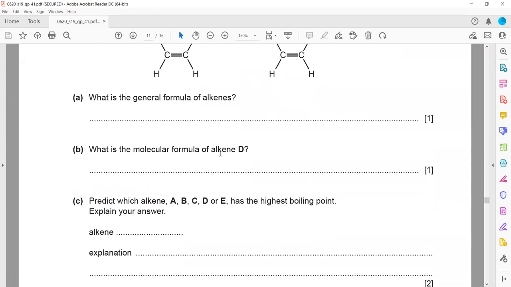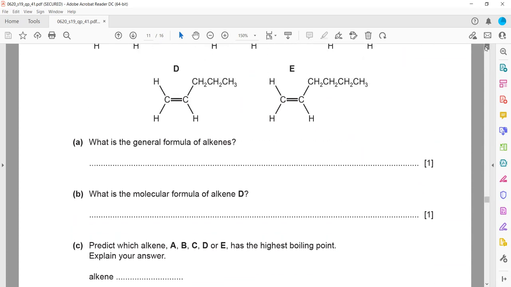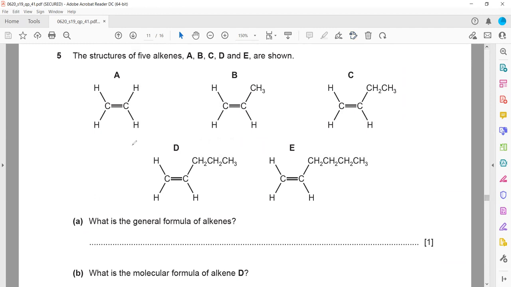Then predict which alkene A, B, C, D, or E has the highest boiling point, with an explanation. The boiling point of an organic compound increases as the number of carbons increases. The higher the number of carbon atoms, the higher the boiling point. So we have to check which one has the highest number of carbon atoms. This one has only 2 carbon atoms, this one is 3 carbon atoms, 4 carbon atoms, 5 carbon atoms, and this has 6 carbon atoms. So E has the highest number of carbon atoms. That's why it will have the highest boiling point.